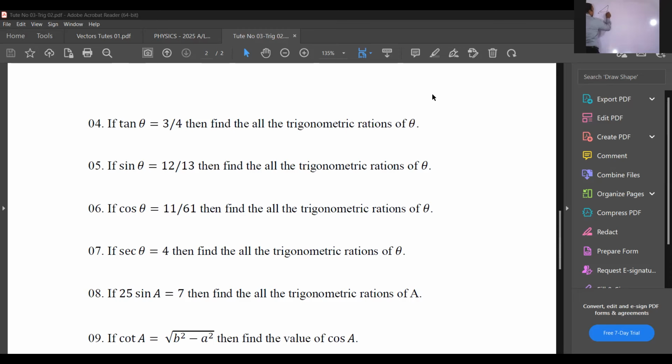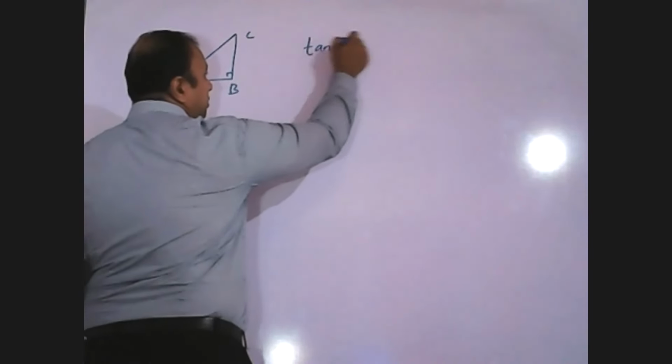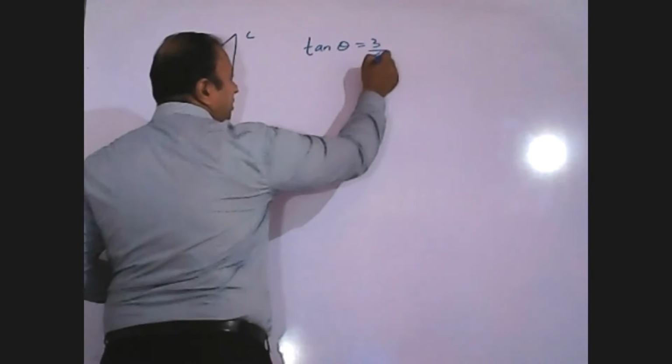Suppose ABC is a triangle and this is theta. According to the given data, tan theta is equal to 3/4.